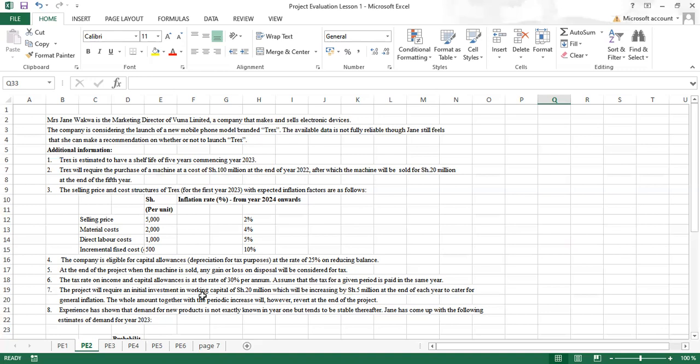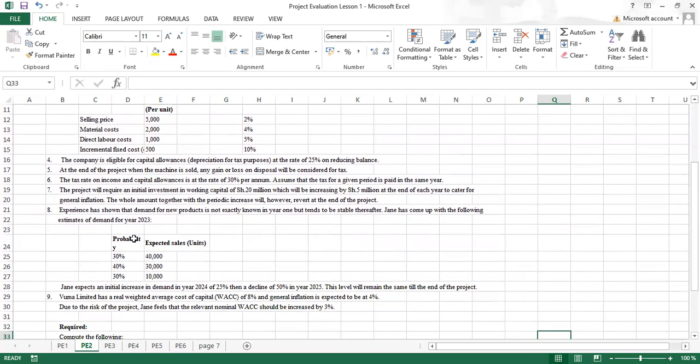The project will require an initial investment in working capital of 20 million, which will be increasing by 5 million at the end of each year to cater for general inflation. The amount together with the periodic increase will, however, be reverted at the end of the project. That is the recovery of working capital. Experience has shown that the demand for new products is not exactly known in the first year, but tends to be stable thereafter. Jen has come up with the following estimates of demand for the year 2023.